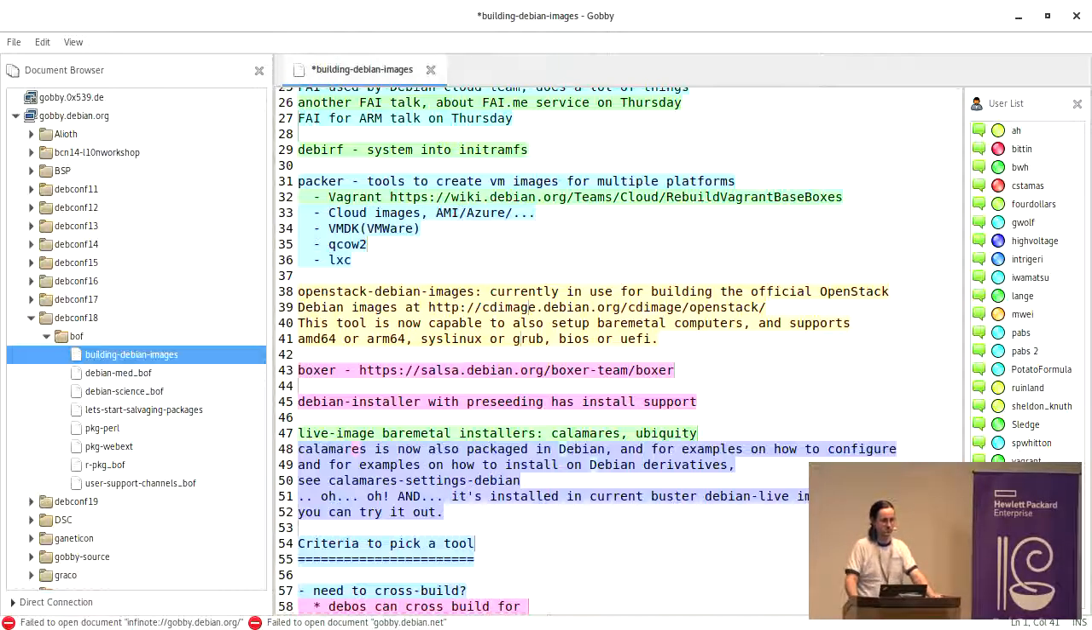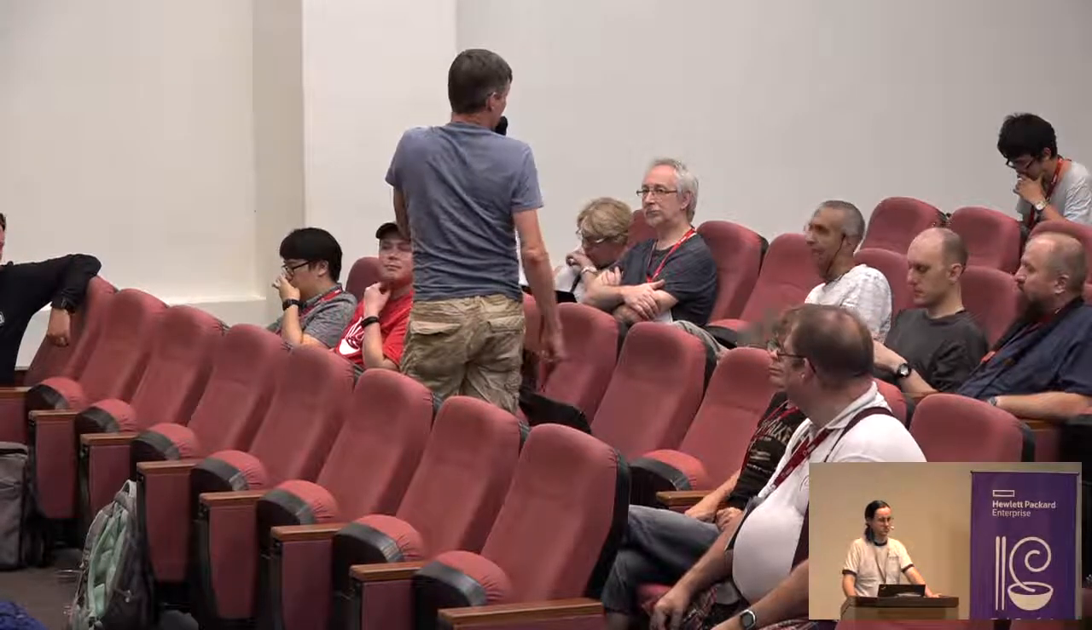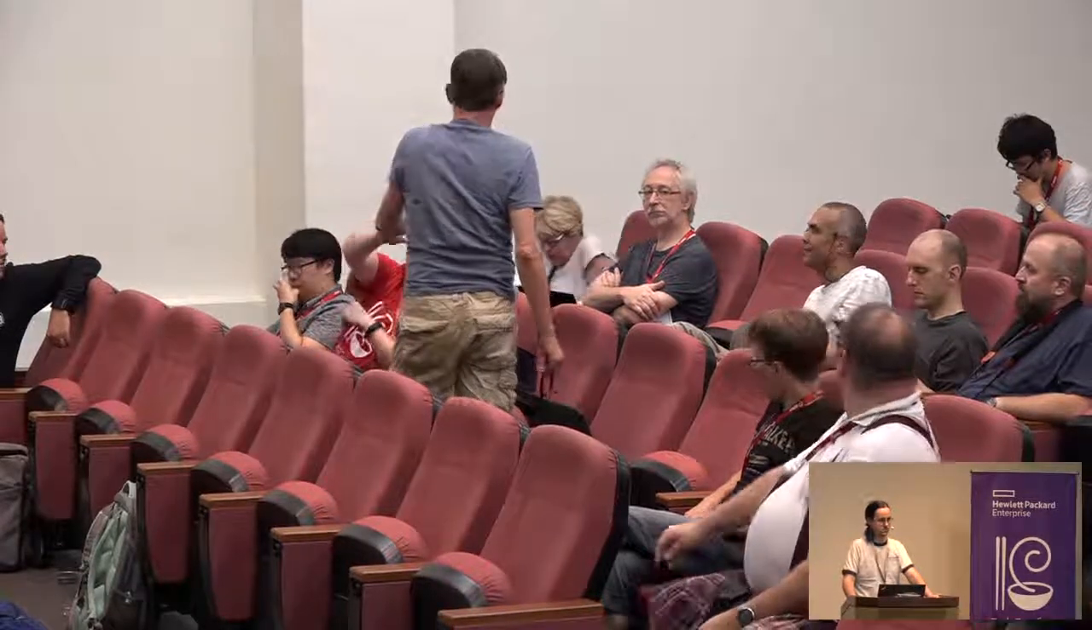I have a question on Calamares. Isn't this installer with a user interface, or can it be run in a scripted mode? It depends on a bunch of tricky stuff, so you can only run it as a GUI at the moment. No script or backend. But there's a session tomorrow for a few people who want to create something like Calamares, but completely backend, so that you can build whatever frontend you want to it. Does that answer your question?